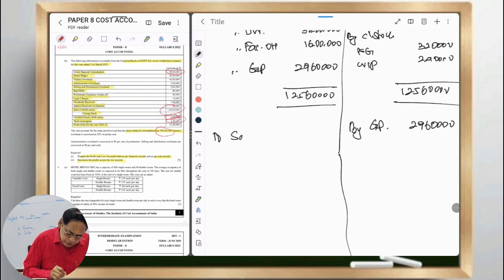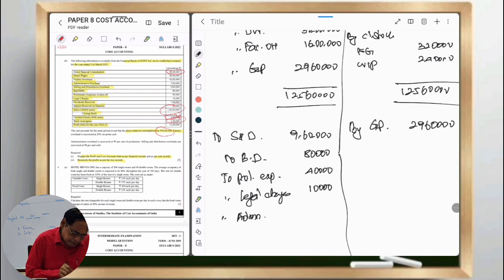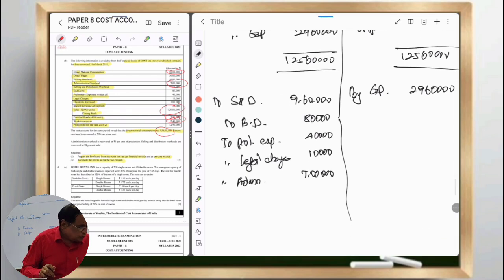So selling and distribution expenses how much? 9 lakh 60,000. And then bad debts how much? 80,000. And then preliminary expenses written off, that is 40,000. And then legal charges, that is 10,000. And then administrative overheads, in the initial itself administrative overheads is 7 lakhs. So if we balance, we will find out.